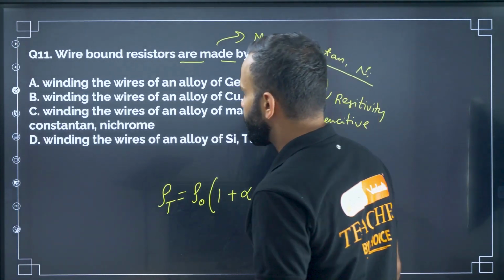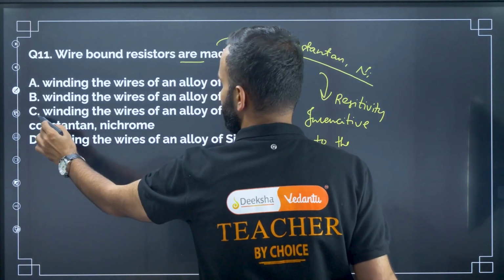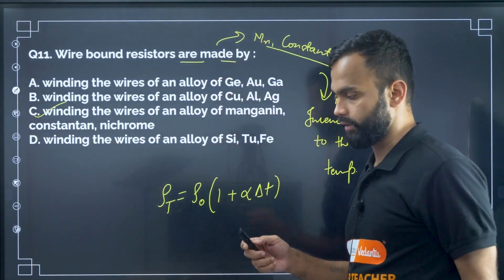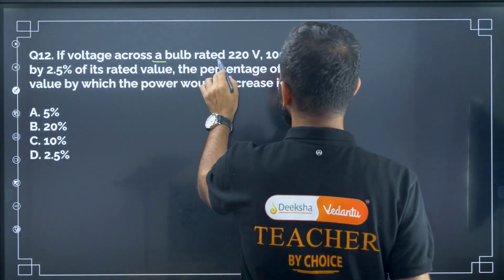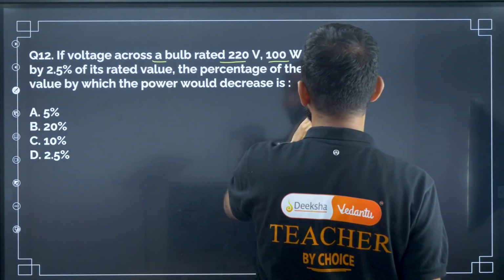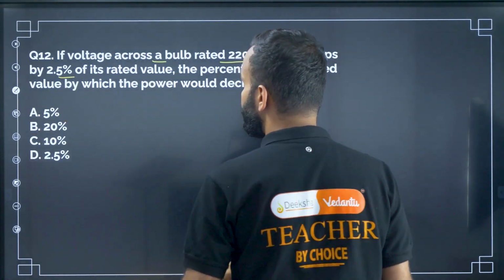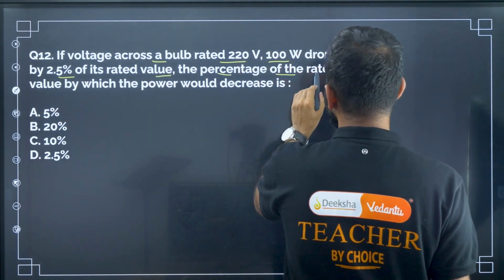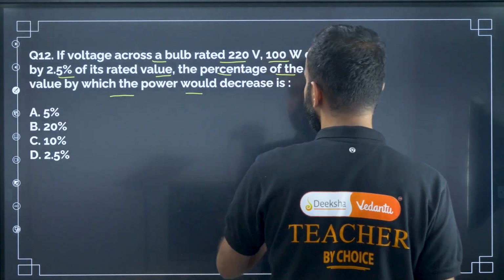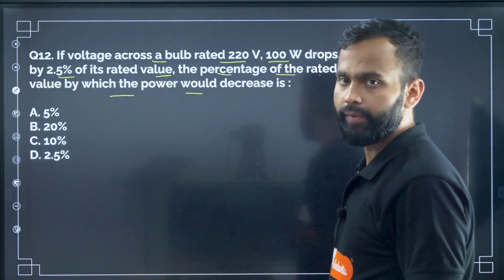So that's why they are using these three alloys. So option C is the correct answer. Next question, question number 12. If voltage across a bulb rated 200 volt 100 watt drops by 25% of its rated value, the percentage of the rated value by which the power would decrease is.